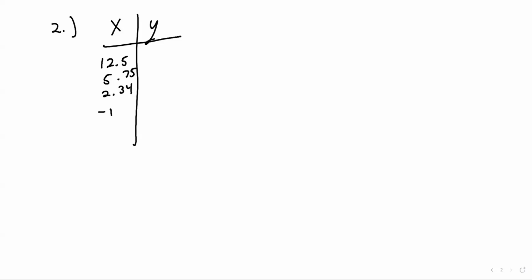All right, so let's look at a table. Let's say that we have 12.5, 5.75, 2.34, negative 12.7. Then we got 3.21, negative 4.5, 7.25, and 3.21. Is this one-to-one? Yes or no? Why? Because the y repeats. Very good. No, since y repeats at 3.21.